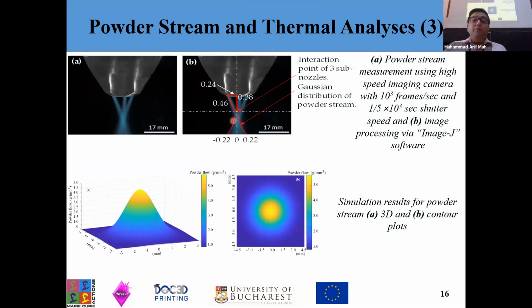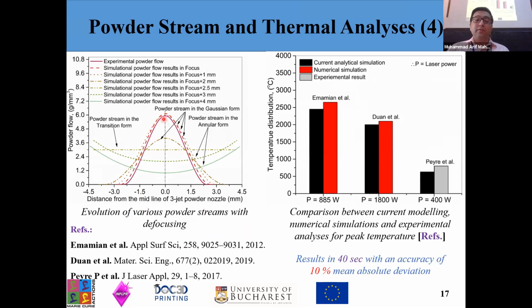So we did some experiments, and in figure A, the top image, we can see a profile of the Gaussian shape with respect to the powder stream. After this, we did some image processing to calculate these coordinates in order to validate our results with the experiment. The bottom images are the results of the simulation model, equation 1. When we compared our results with the experiments, we found a very close correlation.